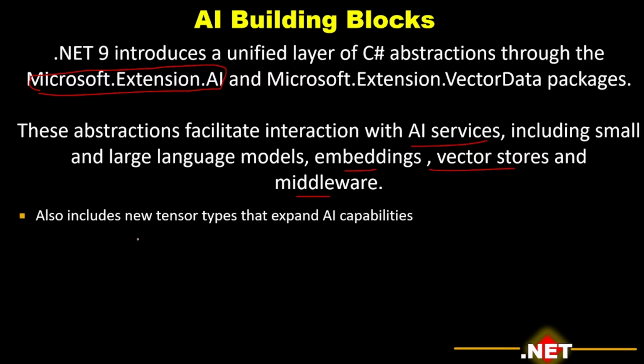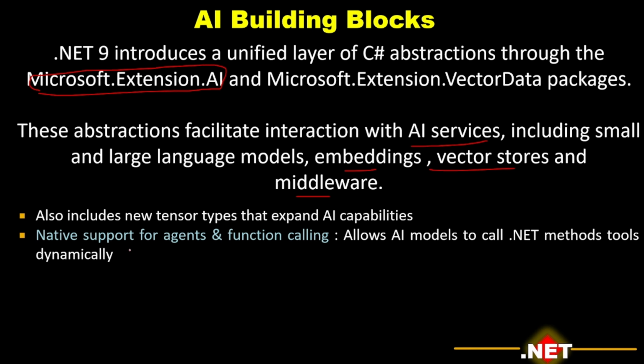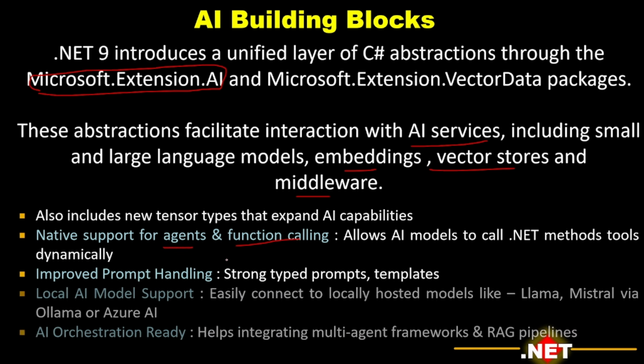This also includes new tensor types to expand AI capabilities, and native support for agent and function calling. You have this native support, improved prompt handling, local AI model support, and AI orchestration that helps integrate multi-agent frameworks and RAG pipelines within our .NET stack. So these are a few AI building blocks that have come up in .NET 9.0.